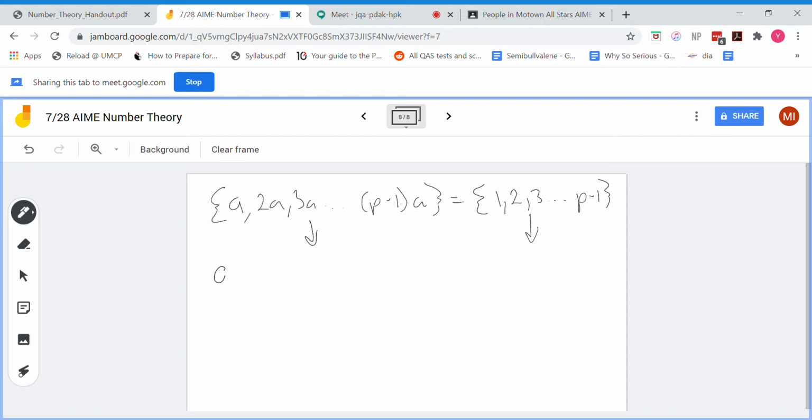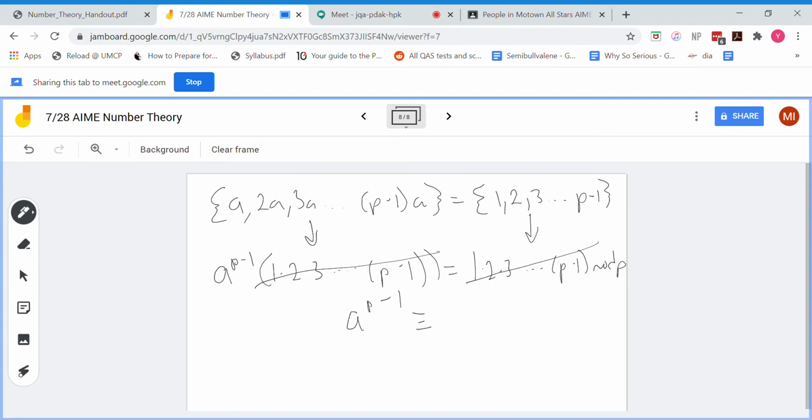So on the left side, we'll have a to the power of p minus 1 times 1 times 2 times 3, all the way to p minus 1. And this is equal to 1 times 2 times 3, all the way to p minus 1 mod p. And we can divide this from both sides because it's not divisible by p. And so we ended up with a to the power of p minus 1 equals 1 mod p. Alright, so this is Fermat's little theorem.